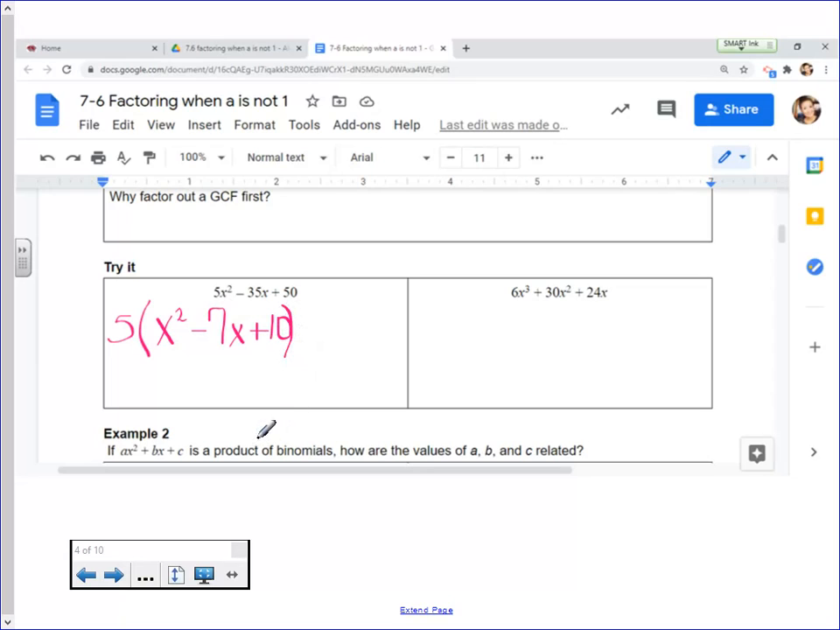Okay, so I've taken my GCF out. Here is the trinomial I'm looking at, and I'm going to do the x factor with that. A 10 goes on the top, and a -7 goes on the bottom.